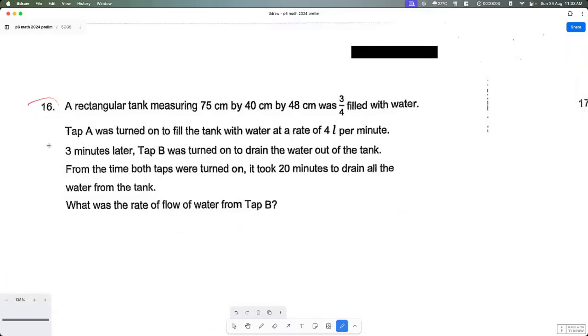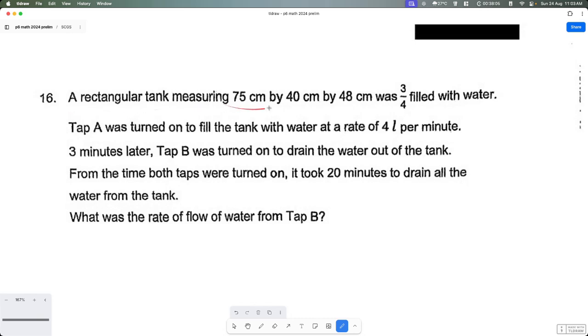All right, question 16. A rectangular tank measuring 75 centimeters, 40 centimeters, and 48 centimeters was 3/4 filled with water. Tap A was turned on to fill the tank with water at a rate of 4 liters per minute. 3 minutes later, tap B was turned on to drain the water out of the tank. From the time both taps were turned on, it took 20 minutes to drain all the water from the tank. What was the rate of the flow of water from tap B?